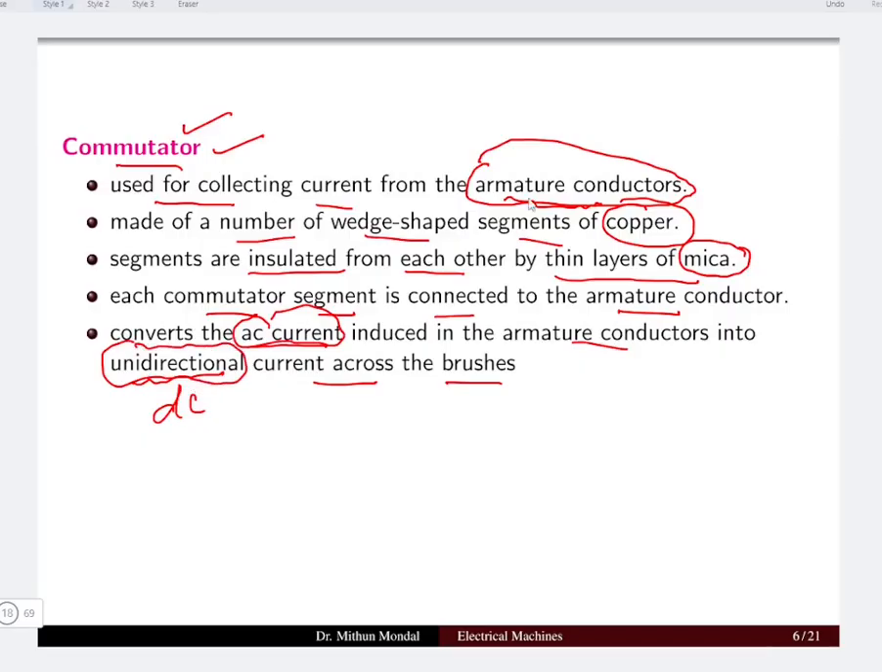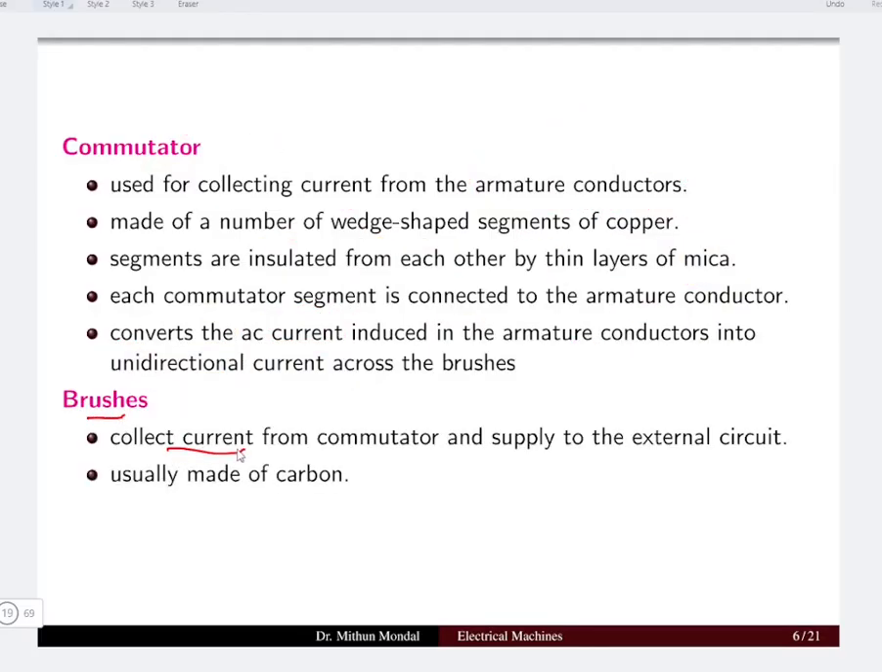The current is basically produced in the armature conductors, and these armature conductors are present in the slots or the segments of the commutator. Finally, we have brushes which collect current from the commutator and supply it to the external circuit. So in the internal circuit, where the current is produced in the armature conductor, it is given to the commutator, and we will have a DC current. This DC current is given to the external circuit, which may be a load, with the help of the brushes which collect the current, and they are made up of carbon. Usually 2 brushes will be there for a particular machine.